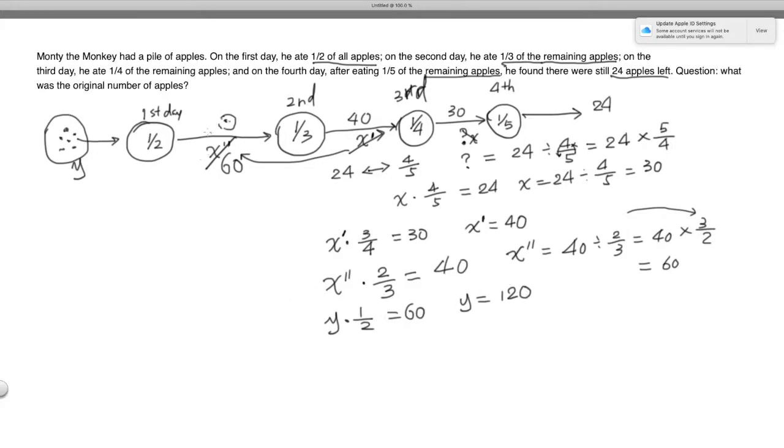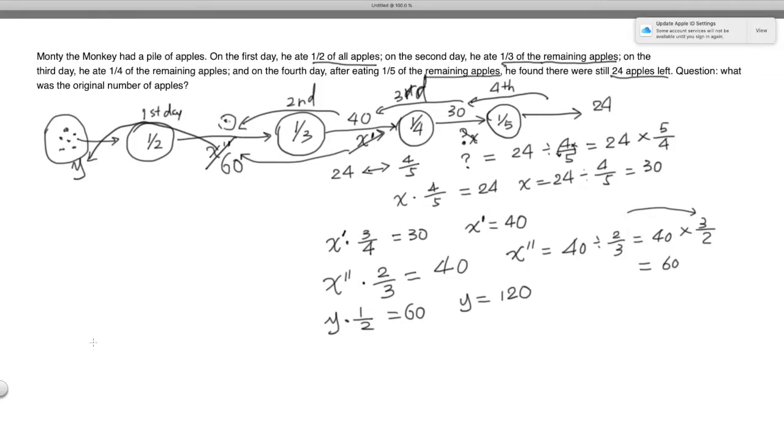So this way is working backward. We first start with 24 and calculate the number remaining after the third day, or the number of apples at the beginning of the fourth day. So with 24 we get 30, then 30 to get 40, 40 to get 60, and 60 finally we get the original number of apples he started with.